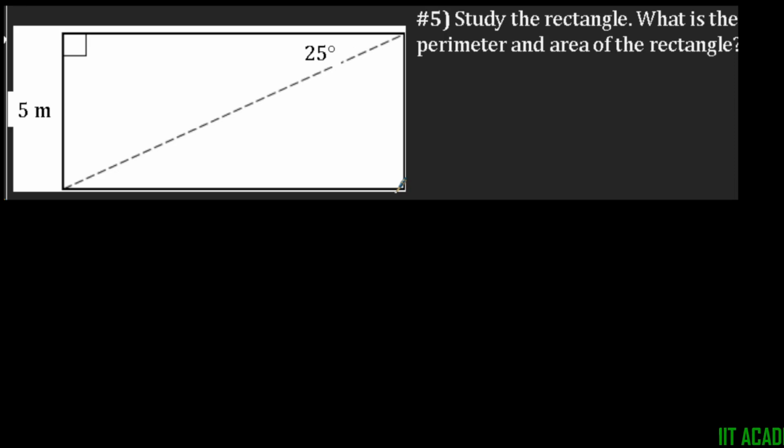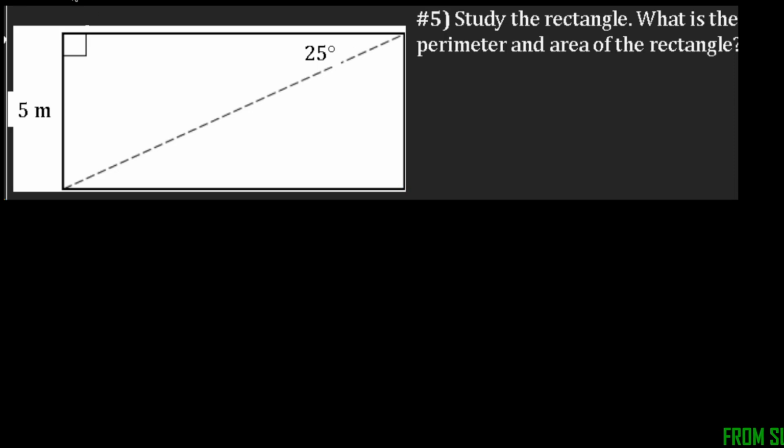It says study the rectangle. What is the perimeter and area of the rectangle? So it's a little bit different, but this is really just a review from middle school, because we can use those same ideas from before, from middle school, where we found the area and the perimeter of a rectangle, but we can also solve for those missing sides using the Pythagorean theorem or using those trig functions. And I'll give you a hint, since we have that angle inside the triangle, that I see that 25 degrees there, that kind of tells me, hey, that's probably going to be my trig function.